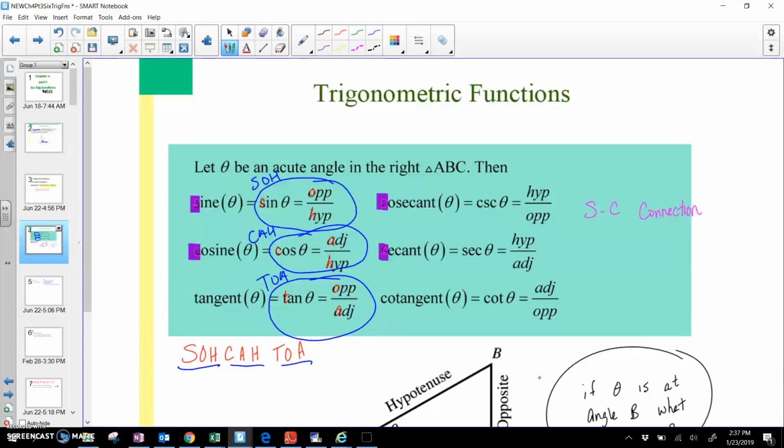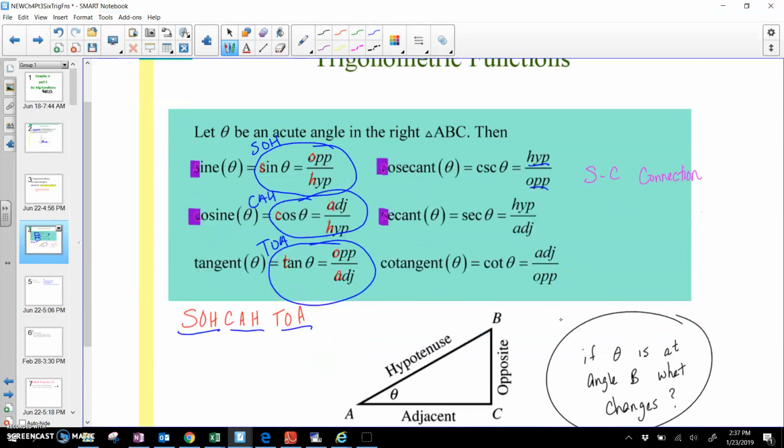Now in this chapter we did also start talking about cosecant, secant, and cotangent, the reciprocal functions. We learned that sine goes with cosecant, cosine goes with secant, and tangent goes with cotangent. So the cosecant, since it's the reciprocal of the sine, is instead of opposite over hypotenuse, hypotenuse over opposite. Secant, because it goes with cosine, instead of adjacent over hypotenuse, is hypotenuse over adjacent. And since tangent is opposite over adjacent, cotangent is adjacent over opposite.